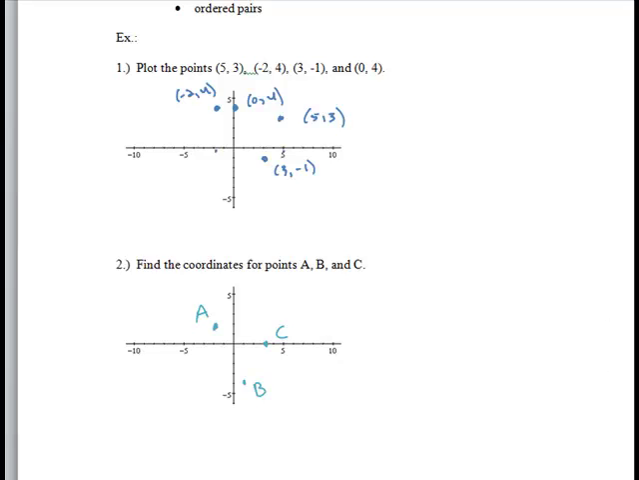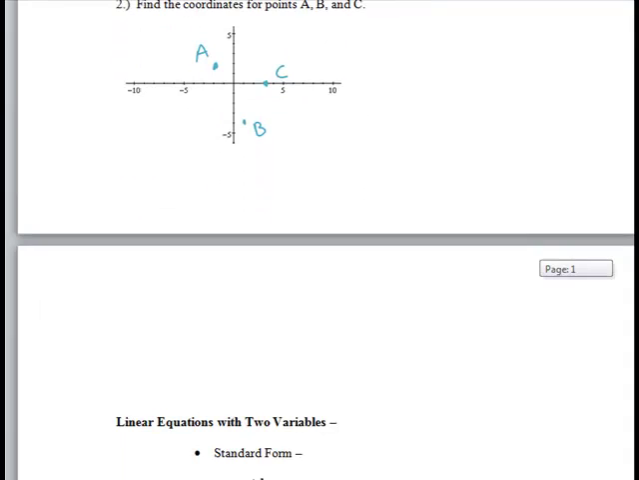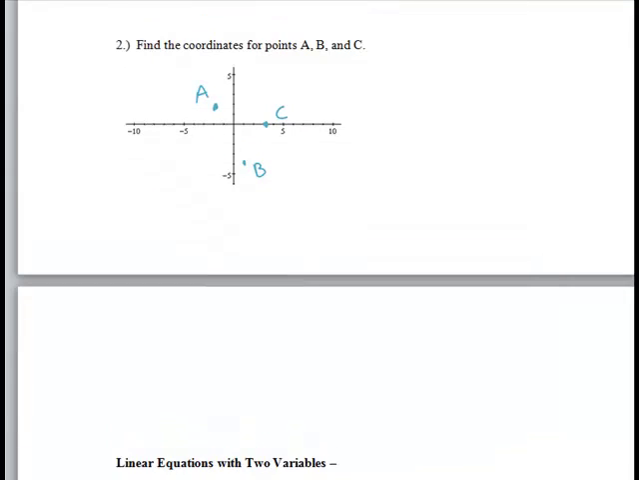Working backwards, example 2, given these 3 points, we want to approximate or find their ordered pairs. So point A is obviously in the second quadrant. If you go down to the x-axis, that puts us at negative 2. If you go over to the y-axis, it puts us at positive 2. So the ordered pair for A is the point (-2, 2).